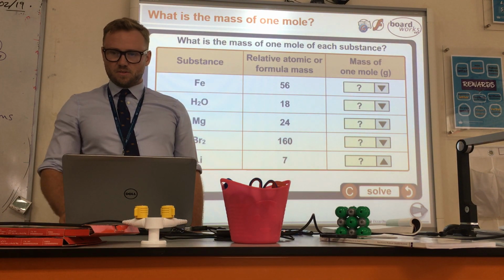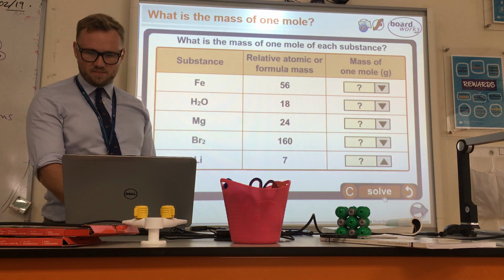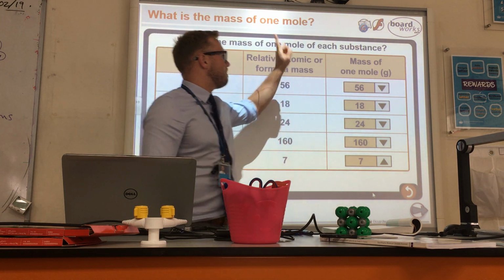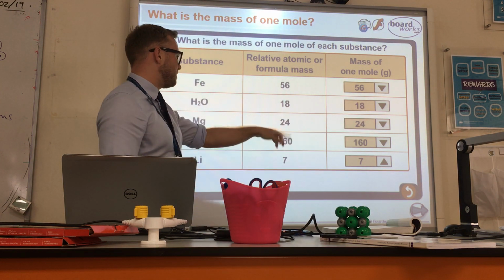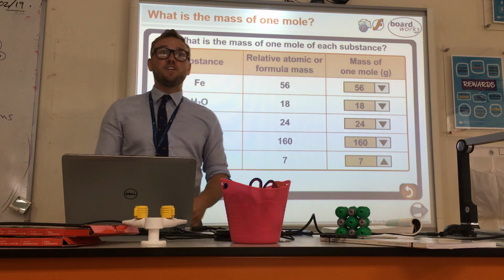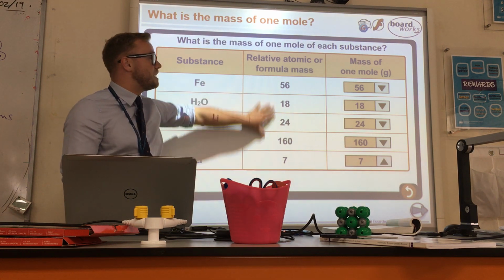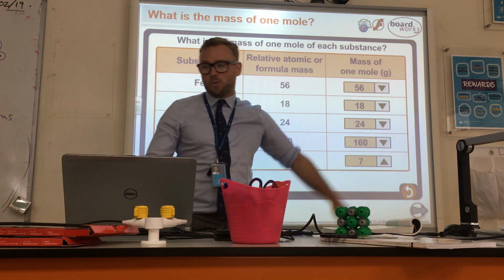So, look at this here. Look at the pattern. Iron, relative atomic mass, mass of 1 mole. Same number, isn't it? 18, 18, 24, 24. It's always the same. If you can work out the relative atomic mass from the periodic table or the relative formula mass, you will always know the mass in grams of 1 mole.